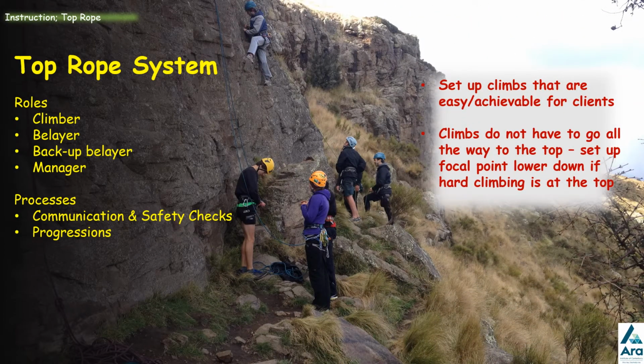So when we're talking about the top rope system, we are looking at the specific roles of a top rope for beginners. So we're looking at the climber, the belayer, and backup belayer. They're the key three people for a top rope system. And then you may have a fourth, depending on numbers and how you divide people up, how the group's set up. But you might have a manager as well, so we'll look at that as another role. And then some of the processes to think about when you're running a top rope session around communication and safety checks, and some ideas around progressions.